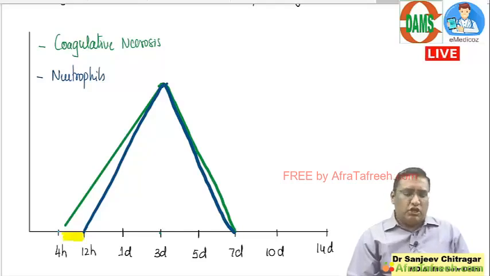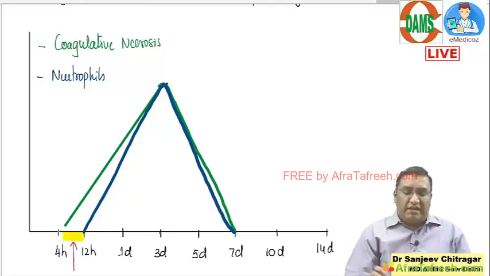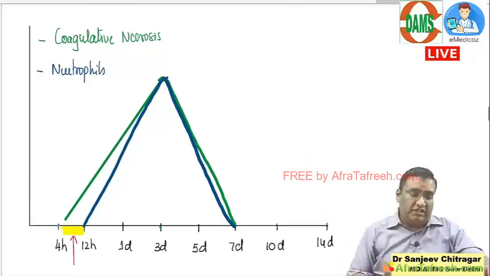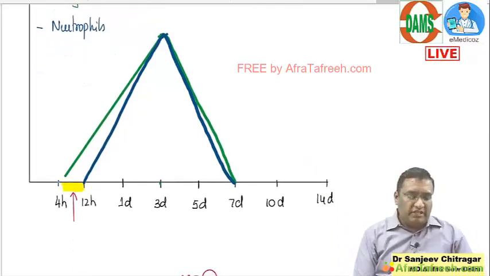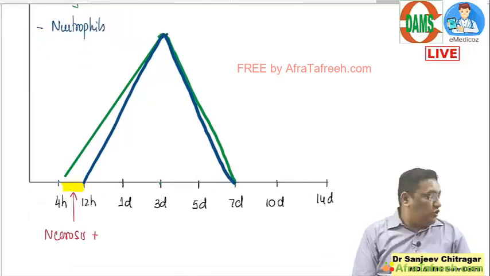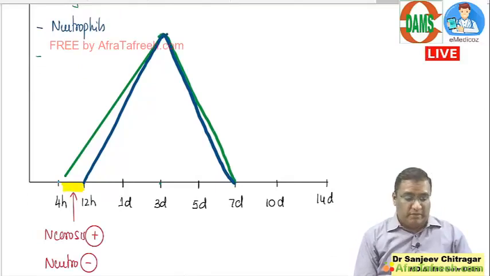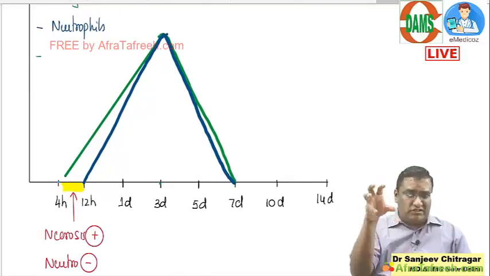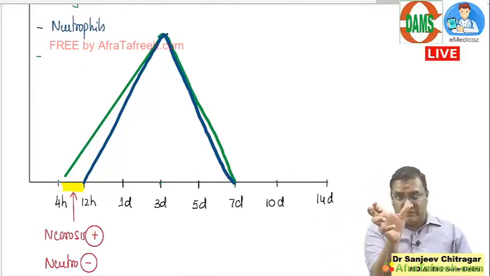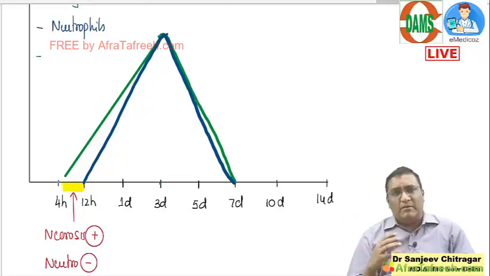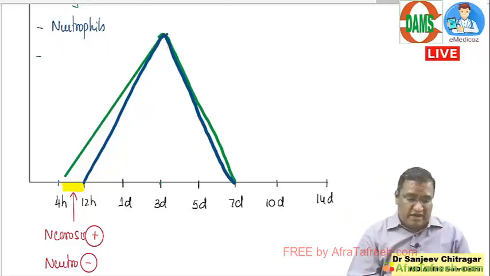A very important point is the window between 4 hours and 12 hours. What will you see? Between 4 hours and 12 hours, you will only find necrosis. You will not find neutrophils. Remember this. If they give you coagulative necrosis seen, no neutrophils seen, then it will be somewhere between 4 to 12 hours, maximum 4 to 24 hours, but never more than 1 day, right?